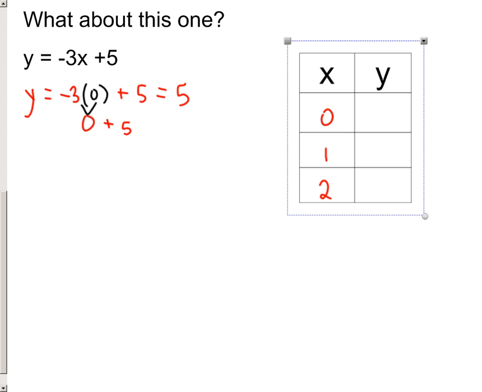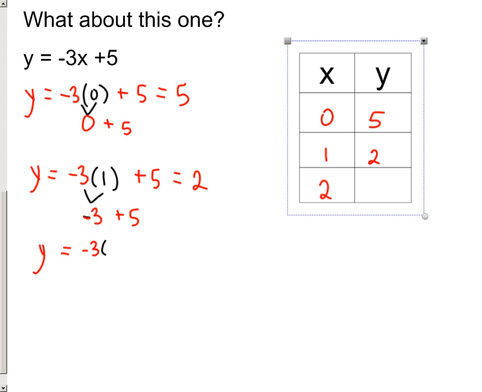Okay, so let's do that again. Y equals -3 times, in this case, 1, plus 5. So -3 times 1 is -3, and -3 plus 5 is +2. And I'm sorry, I forgot to put this 5 right in here. When the x value is 0, the y is 5. So x is 0, y is 5. X is 1, y is 2. And one more.